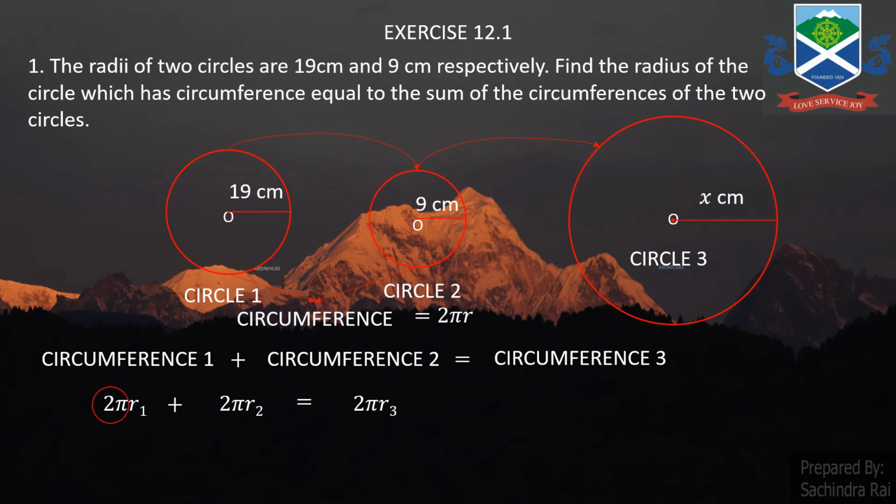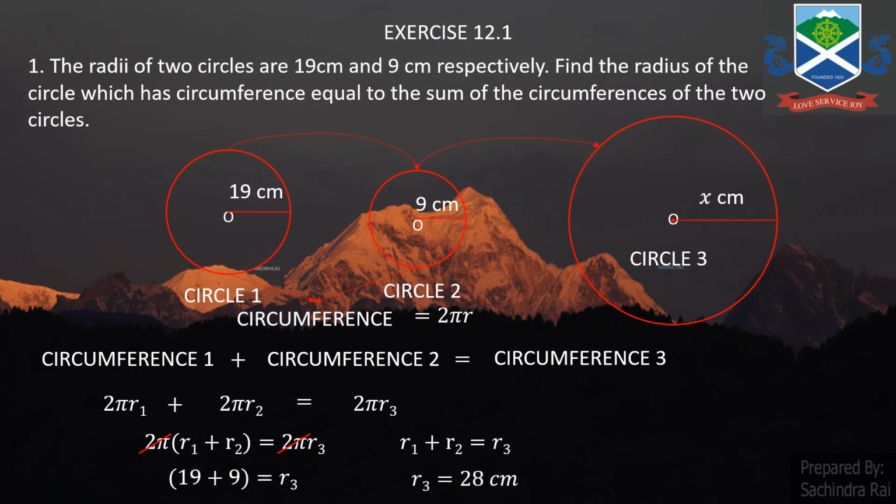Here we see 2 pi in the first and the second circle is similar, so we can take that common. After we take out the common, we see 2 pi on the left hand side as well as on the right hand side. We can cancel them. After we cancel them, we get R1 plus R2 is equal to R3. So let us put the value for R1 and R2, that is 19 plus 9 equals R3. 19 plus 9 is 28. So we get R3, or the radius of the third circle, as 28 centimeter.